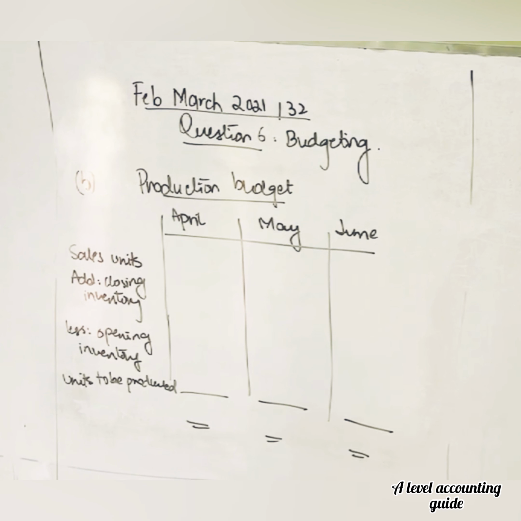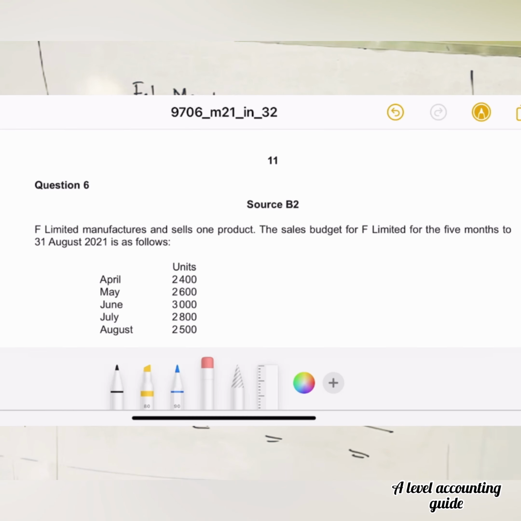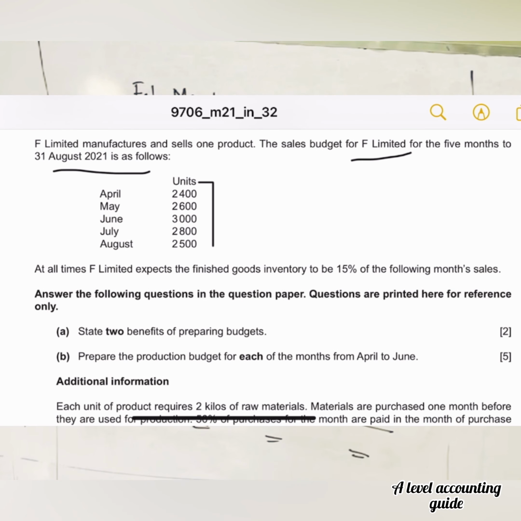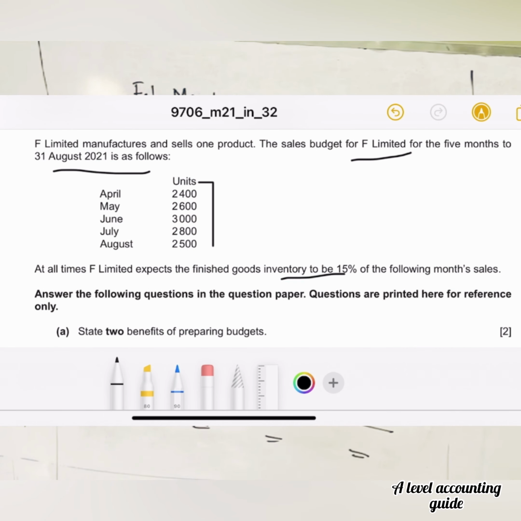We have a proper topic on budget and we'll make a video related to budgeting which you can refer before attempting this question. Now for the timing, it says that you're supposed to prepare the production budget and the information is given above. The sales units for each of the month is given above for the 5 months, and at all times F Limited expect finished goods of inventory to be 15% of the following month's sales.